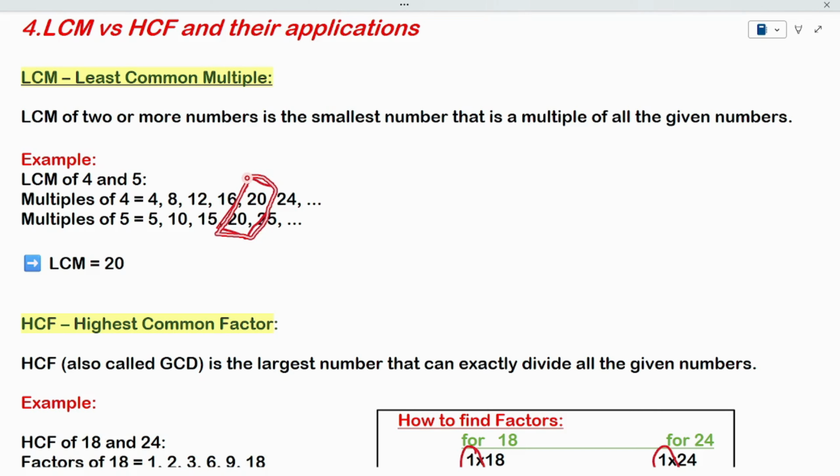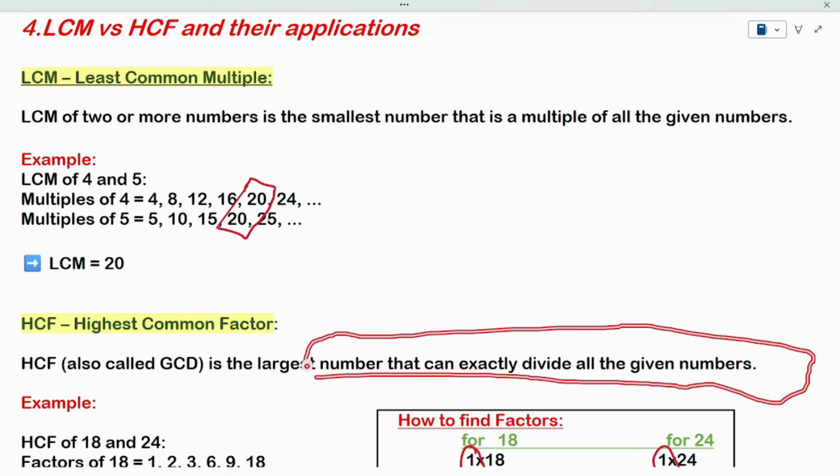So 20 is the common number in the multiples of 4 and in the multiples of 5. So I can say 20 is the LCM of 4 and 5. Now you have to know the actual meaning of the LCM of two numbers. What's HCF? Simply, HCF is the highest common factor. HCF is the largest number that can exactly divide all the given numbers.